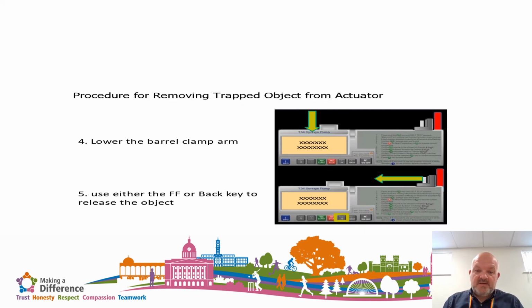Then once the syringe driver is switched back on again, put down the barrel arm, and then you'll be able to use the forward and back keys to release the object. Obviously this is a really important safety feature, so please take time to become aware of this, so you're au fait and understand how to do it. Luckily, hopefully it doesn't happen very often, but we obviously just need to know from that safety point of view if ever it does.